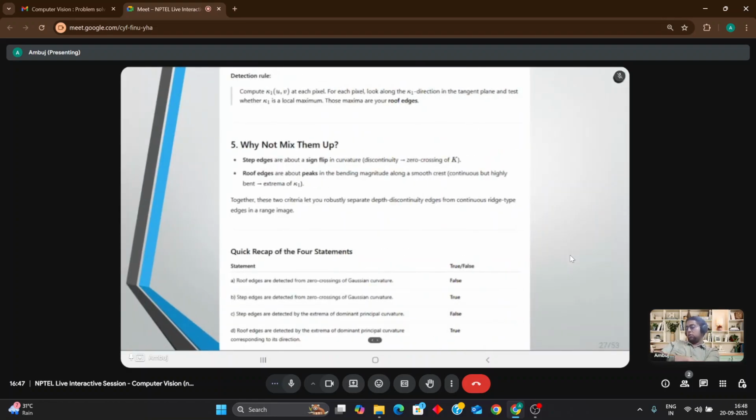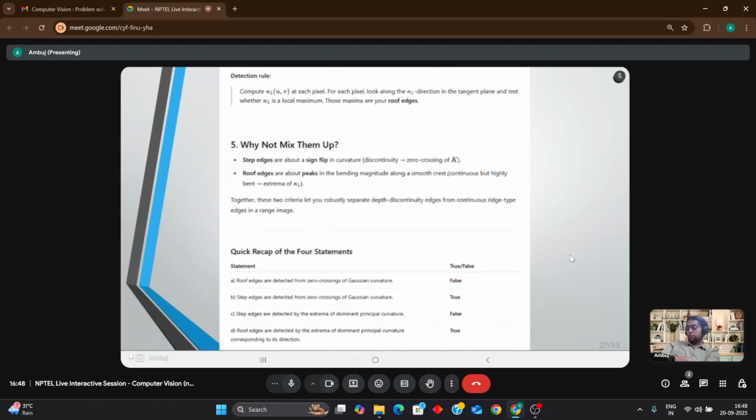Now, what is the detection rule? Compute K1 at each pixel. For each pixel, look along the K1 direction in the tangent plane and test where K1 is a local maximum. The maxima will be your roof edges. Why not mix them up? Step edges are about sign flipping of curvature, and roof edges are the peaks in bending magnitude along the smooth crest. Together, these two criteria let you robustly separate the discontinuity edges from the other edge types in range images.